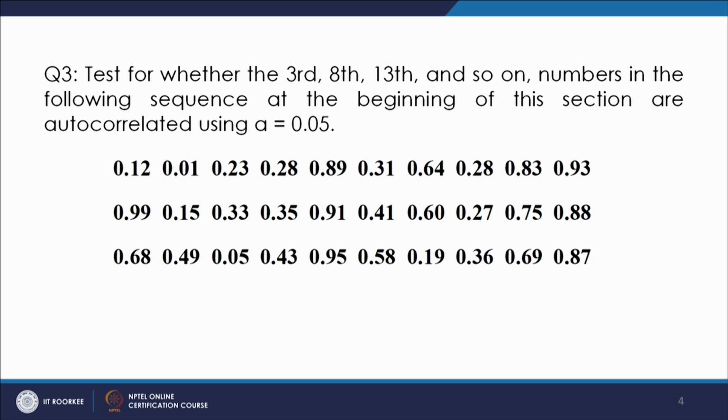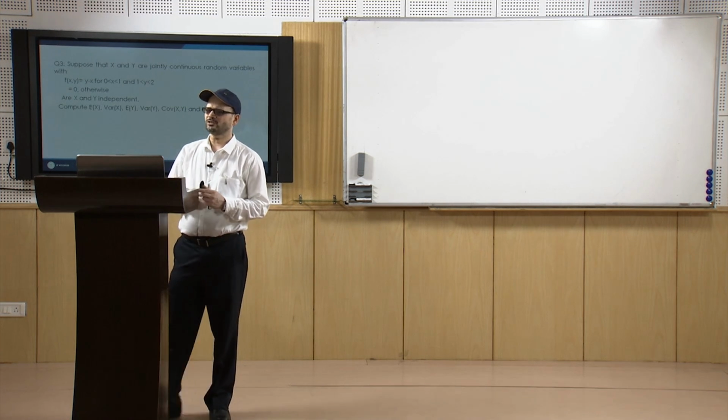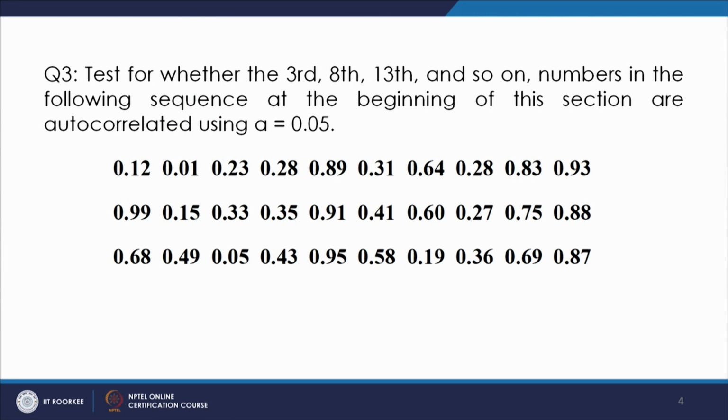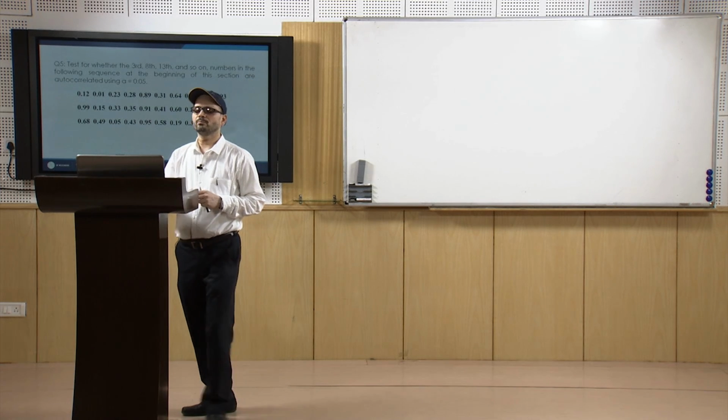Next, the next question we will discuss. A series of numbers is given, and we have to test whether the 3rd, 8th, 13th and so on numbers in the following sequence are autocorrelated. Here we have to see whether the third number, 0.23, then after a gap of 5 the 8th, which is 0.28, then the 13th, 0.33, then the 18th, which is 0.27, are autocorrelated or not. So, we have to do the autocorrelation test for these numbers.